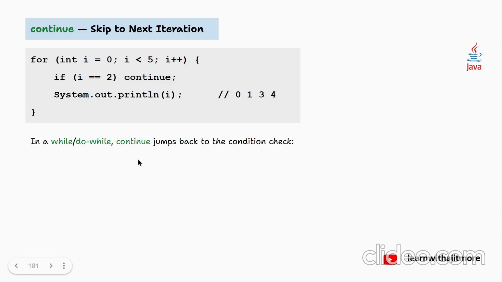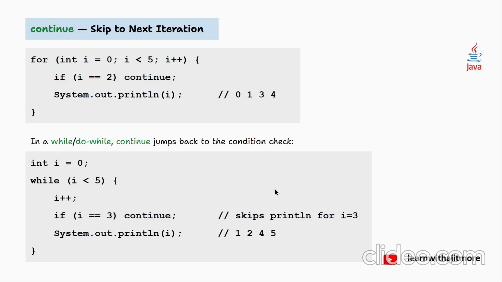See, if you are using continue in a while loop or a do while loop, it will not go to the increment part, it comes directly to the condition. In a for loop, continue comes to this part, I plus plus, and then the condition. But in a while or a do while loop, continue skips the remaining code and directly comes to condition checking.